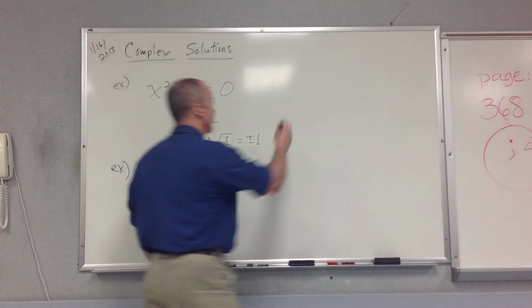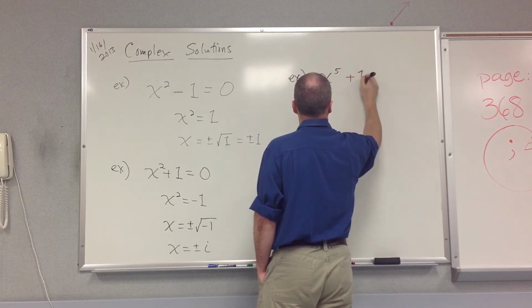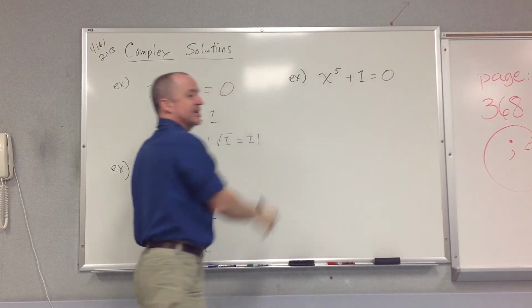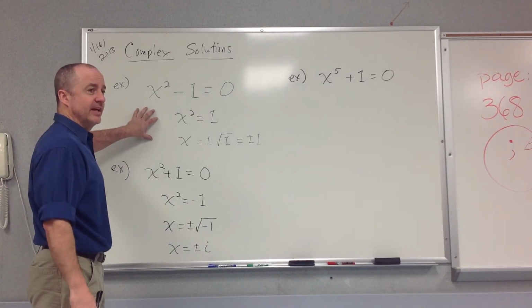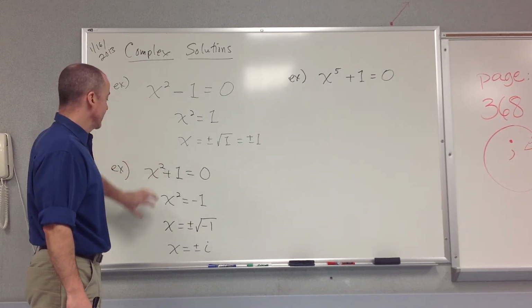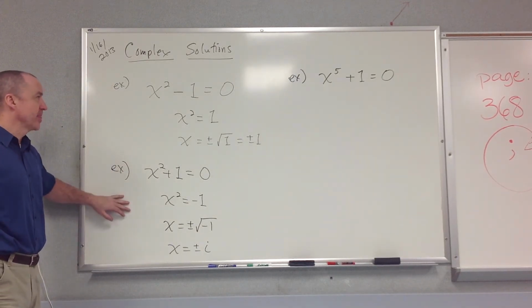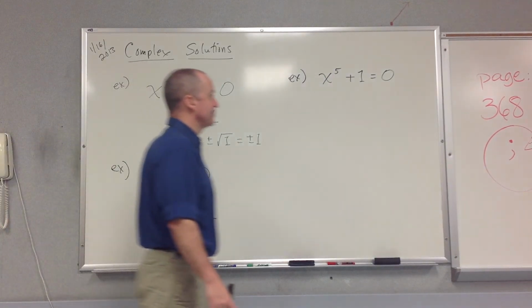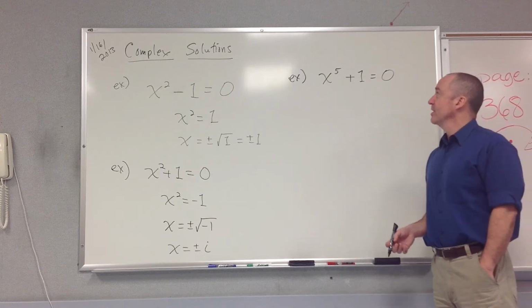Do my next example up here. Now you're ready for this. X to the fifth plus 1 equals 0. In Algebra 1, you were expected to solve something like this. In Algebra 2, you're expected to solve something like this, and the idea of complex numbers was introduced. Now in Precalculus, you follow the same steps, but you add de Moivre's theorem. At least that's how I'm going to ask you to do these.